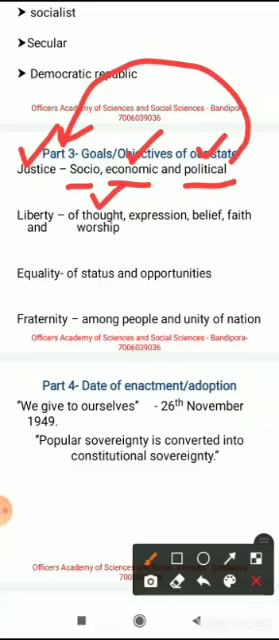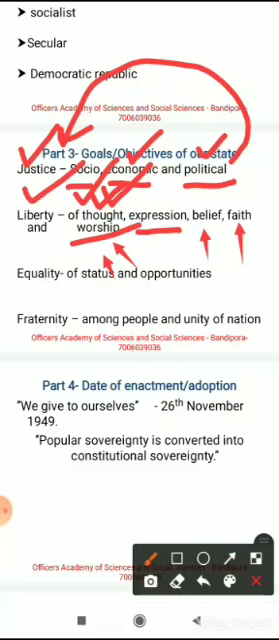One should have one's own thoughts. Somebody is rightist, somebody is leftist, everybody has different thoughts, different political affiliations. That comes under liberty. We should have liberty of expression also, liberty of belief also. For example, everybody has his own religion or faith or worship. There is no force from the state. That's what we mean by liberty.